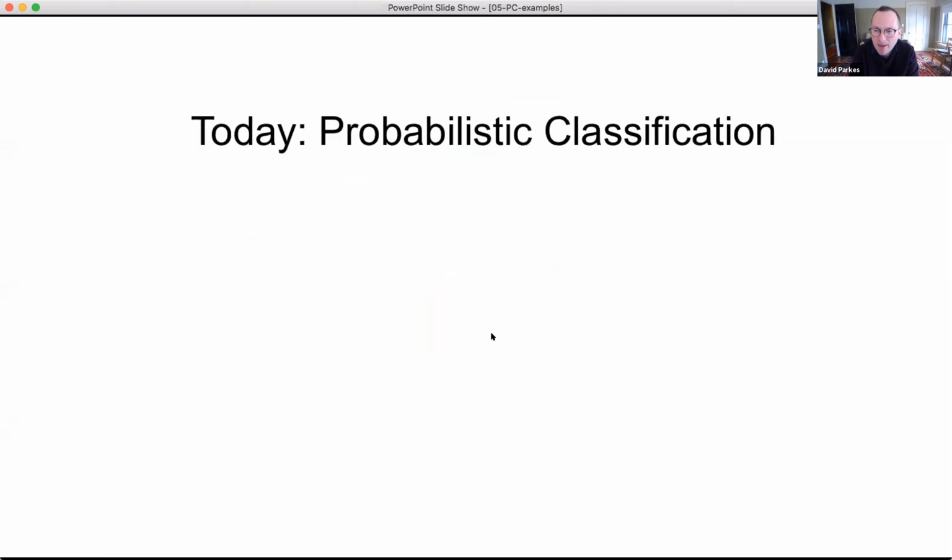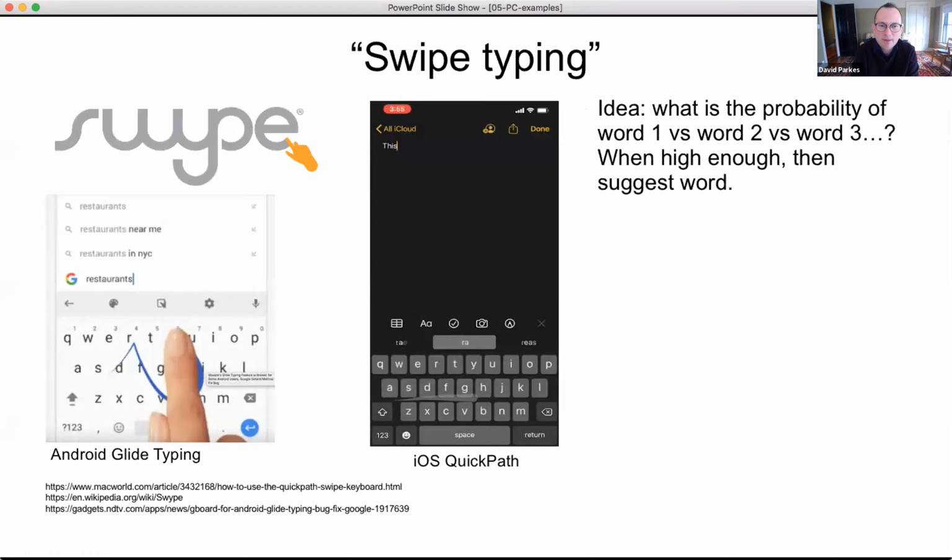So today we're talking about probabilistic classification. And I wanted to motivate that with a few examples. And I thought a good one to start with, I talked about this right at the start of the semester. This is this thing we've all grown to like, where you kind of swipe with your fingers on a phone and it spells out words for you.